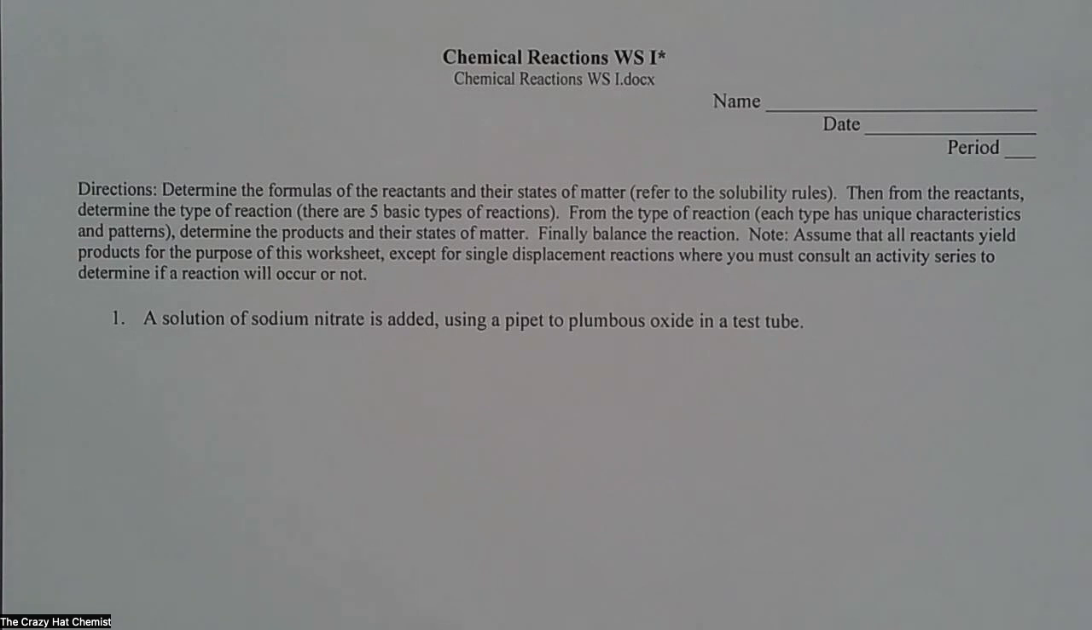So before we get into this, I'm going to make the assumption, and if you haven't already done so, then you need to be following these directions. You need to go to my YouTube channel, the Crazy Hat Chemist, and go to the nomenclature unit. In the nomenclature unit, you're going to follow all of the videos in that playlist, and make sure that you understand everything in nomenclature. You can't do this unit without nomenclature.